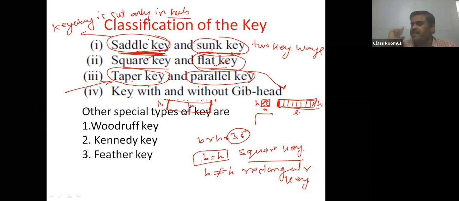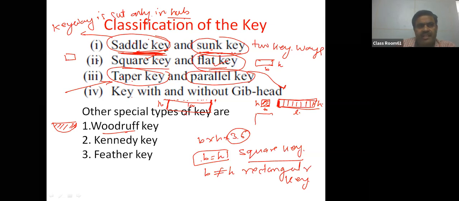Other special types of keys are also there. For example, one is the Woodruff key. Woodruff key is semicircular in shape. The cross section of the Woodruff key is semicircular. The cross section of the square key is a square. The cross section of the flat key is a rectangle.